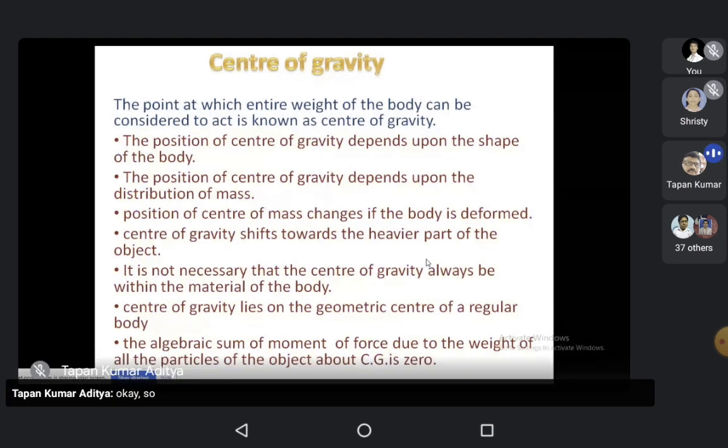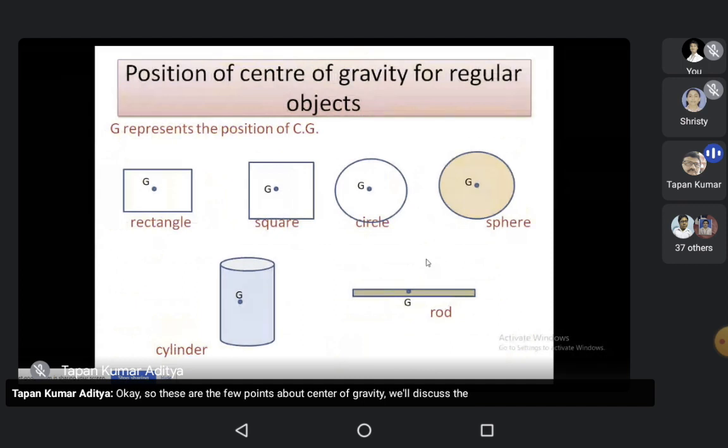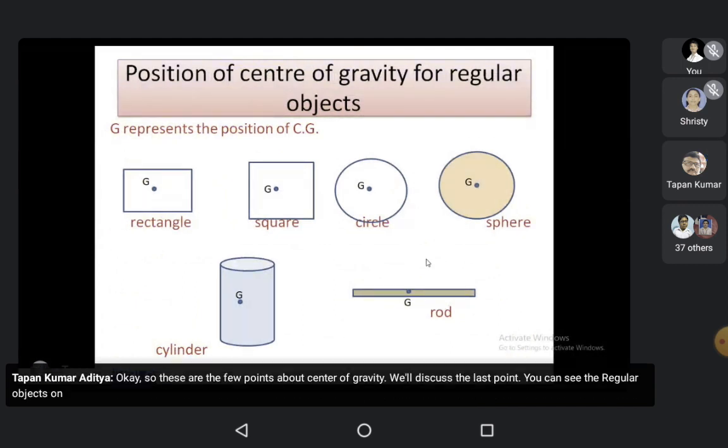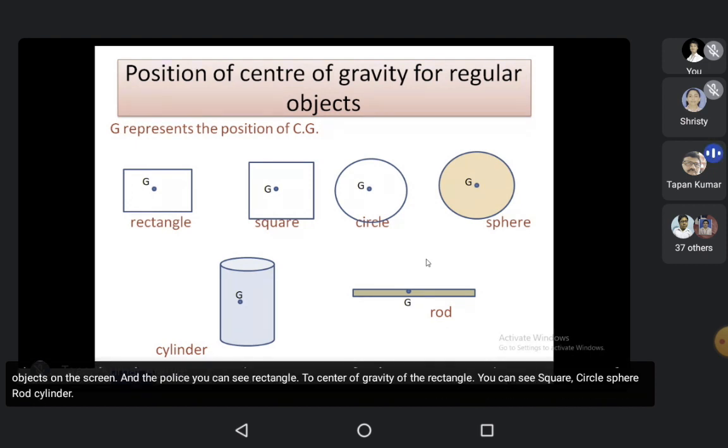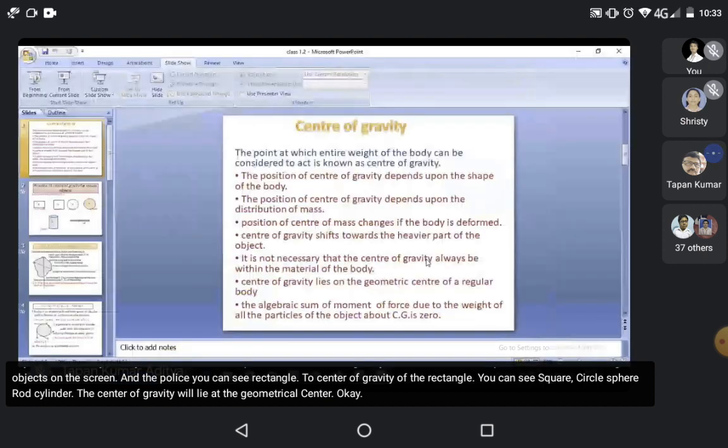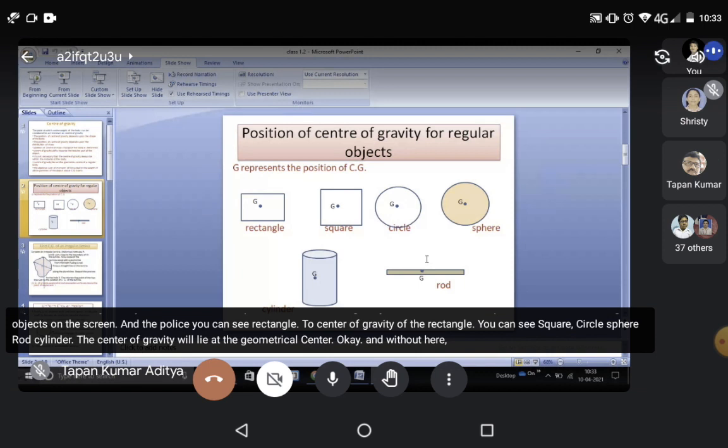Okay, so these are the few points about center of gravity. You can see the regular objects on the screen and the position. You can see rectangle, square, circle, sphere, rod, cylinder. The center of gravity will lie at the geometrical center. Okay. Any doubt here? No, sir.